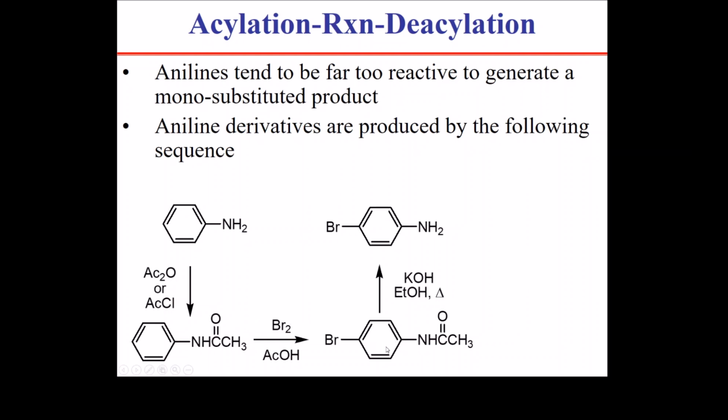So, easy to do. Then this is now an amide, and in the previous chapter we looked at hydrolysis of an amide. This is a base catalyzed hydrolysis of an amide to get back to just the aniline right there. And so these 1, 2, 3 steps are how you accomplish a monobromination of aniline.